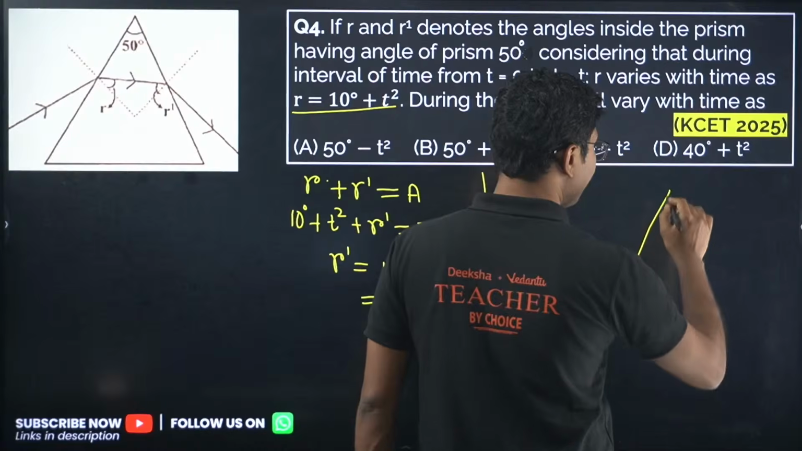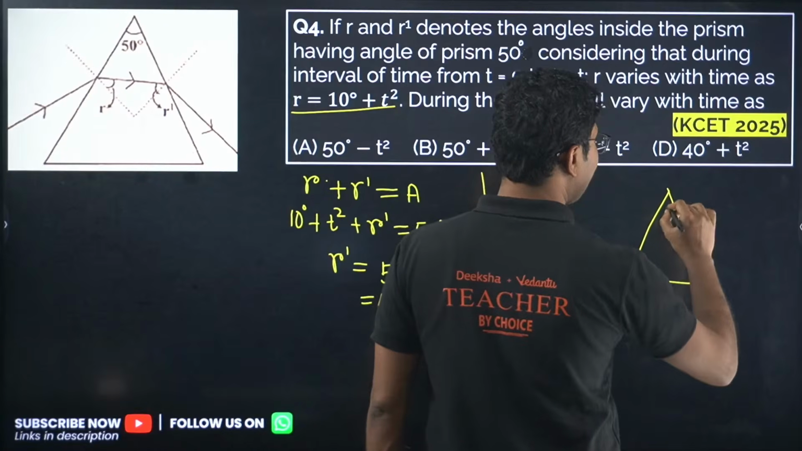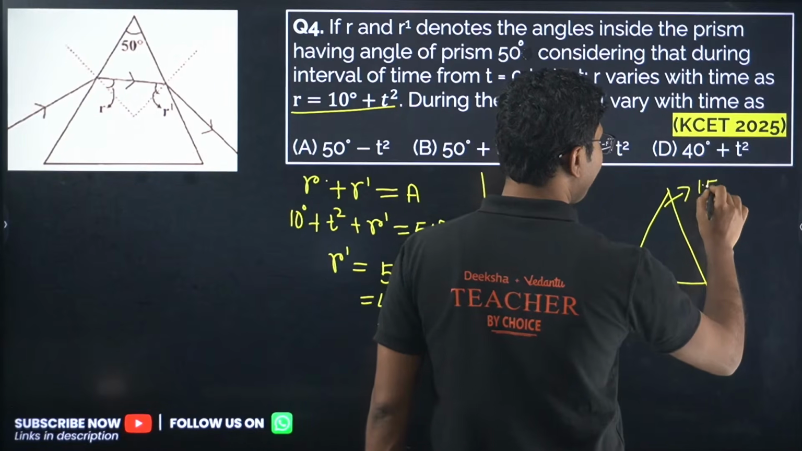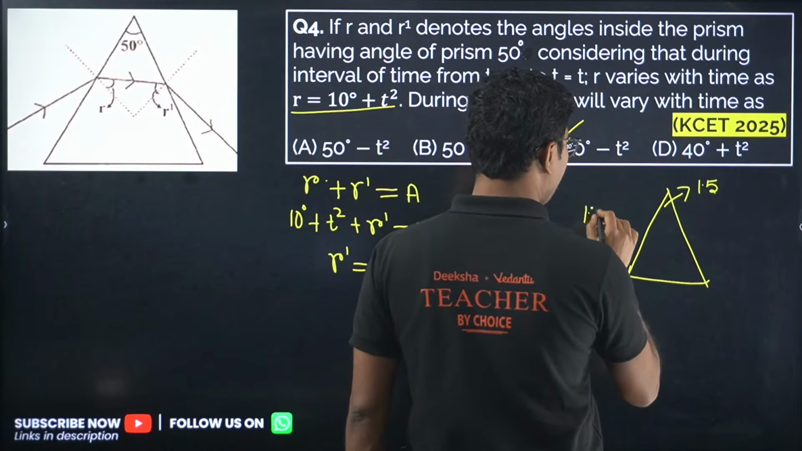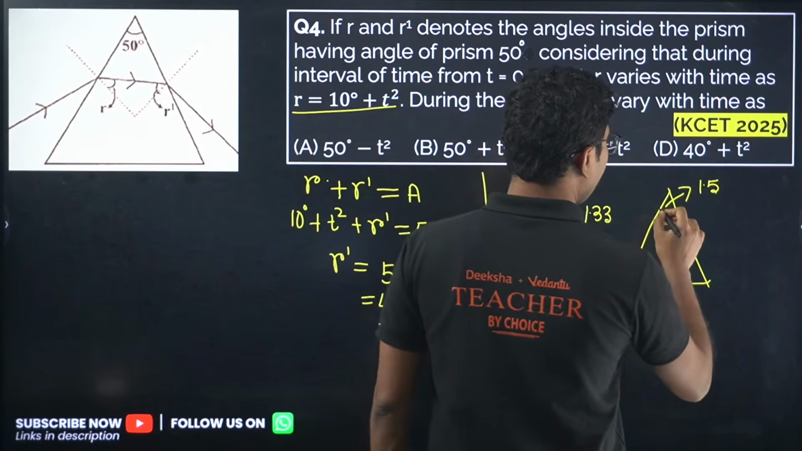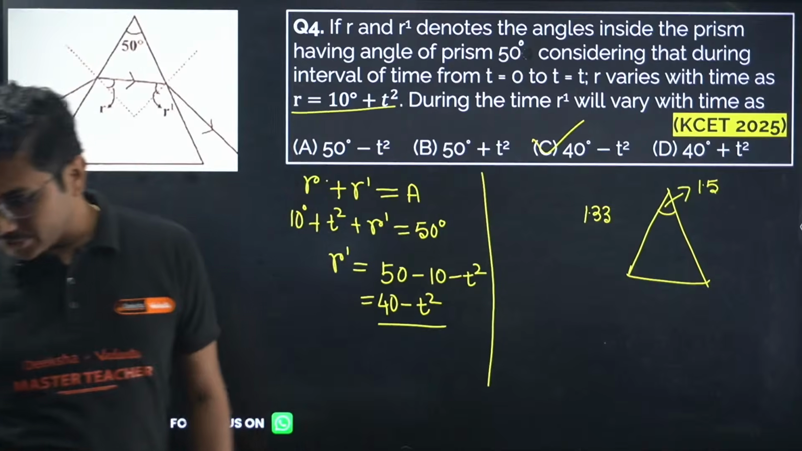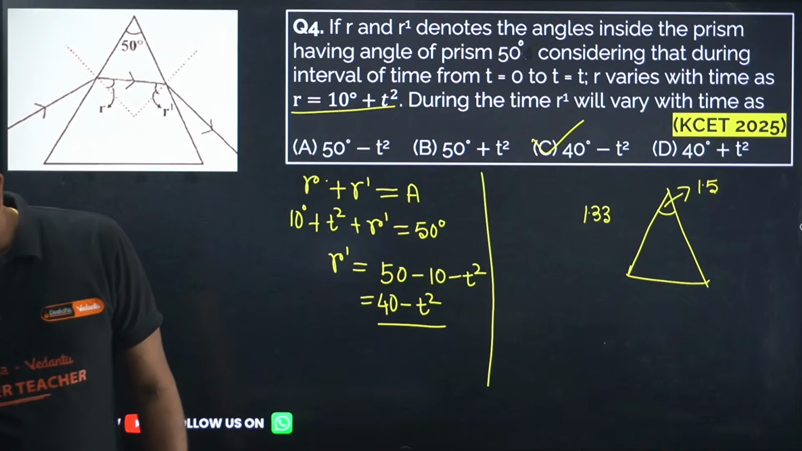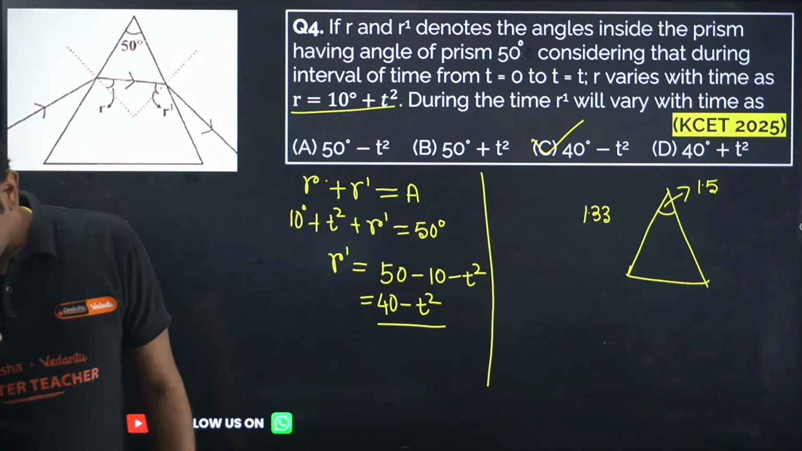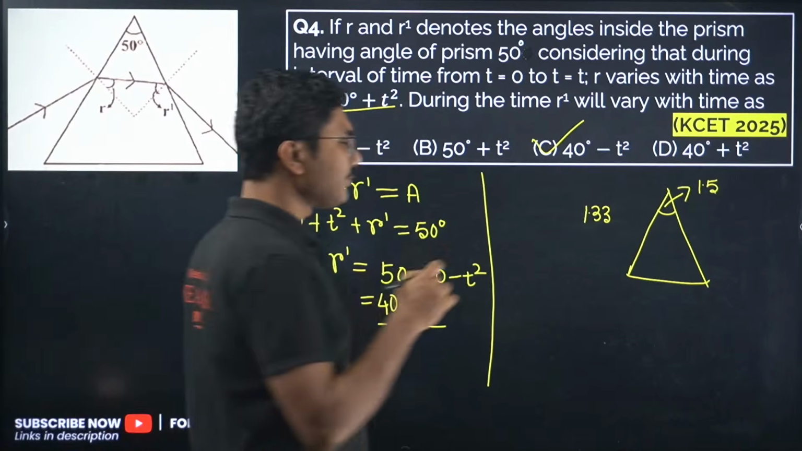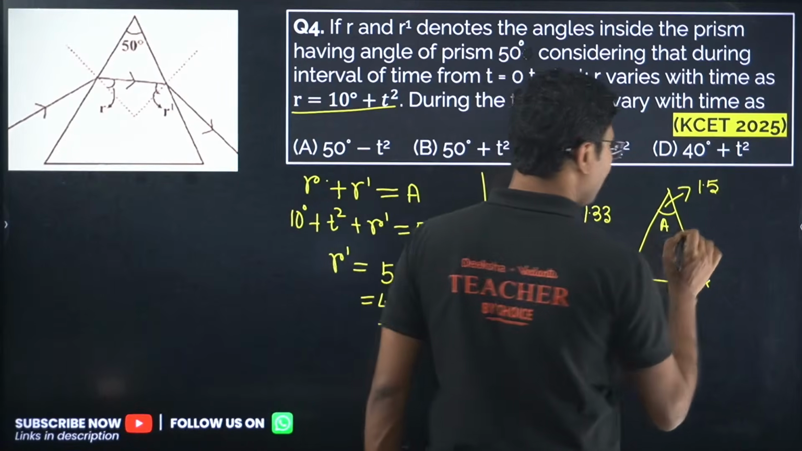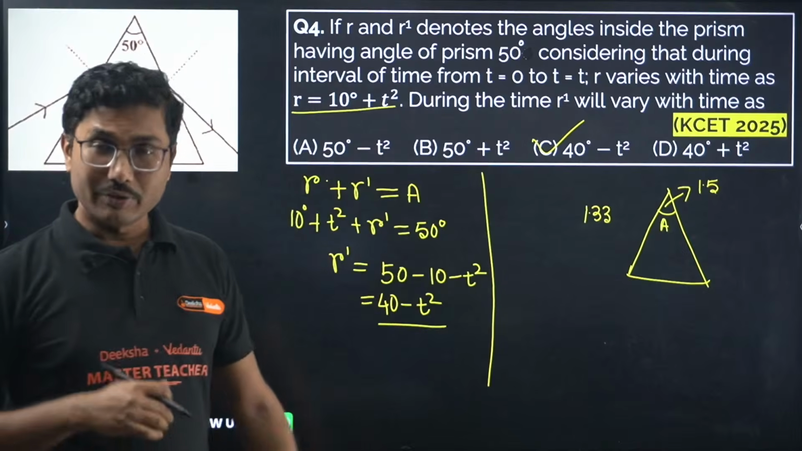Here we have a glass prism. Its refractive index is given by 1.5. The surrounding medium is 1.33. Now they ask what will be the angle of the prism, say A, so that no ray of light is exiting.